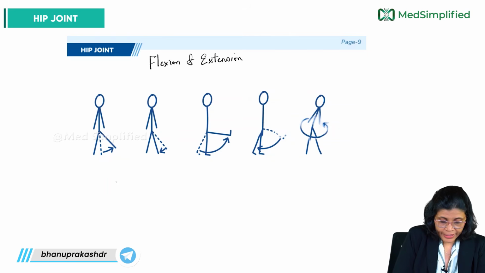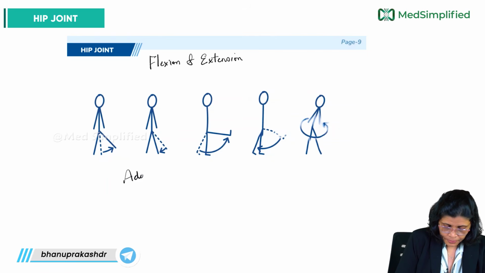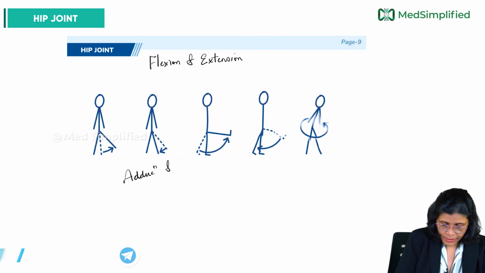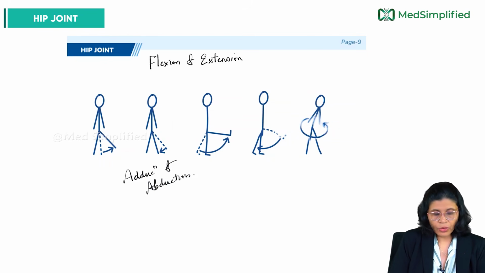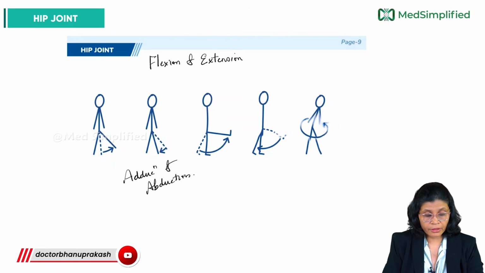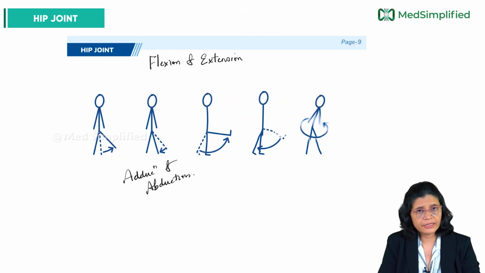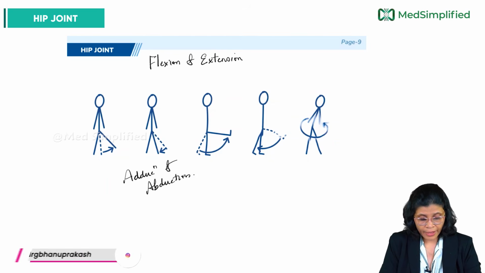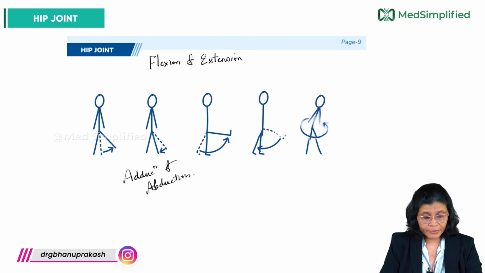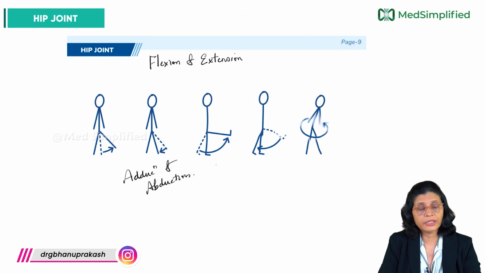Then we have adduction and abduction. Adduction is brought about by the adductors: adductor longus, adductor brevis and adductor magnus. These three muscles bring about adduction along with pectineus and gracilis also. And then we have abduction. Abduction is brought about by the gluteus minimus and the medius muscle.